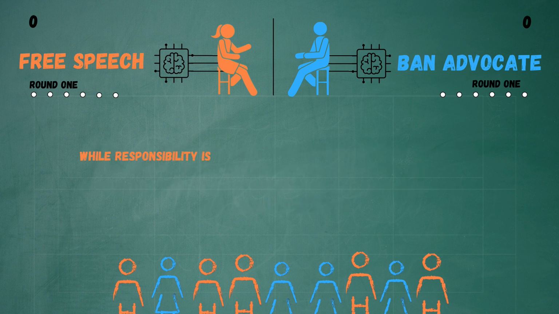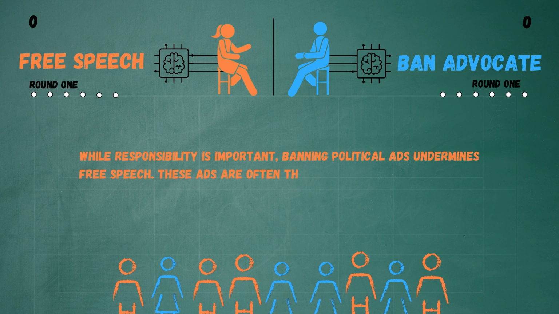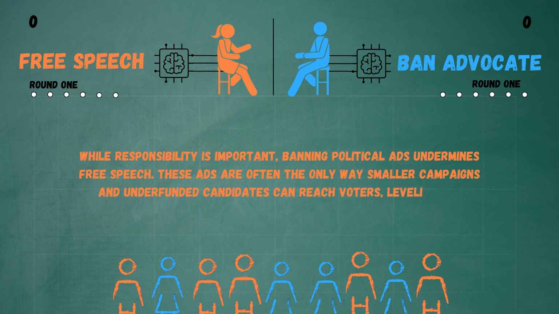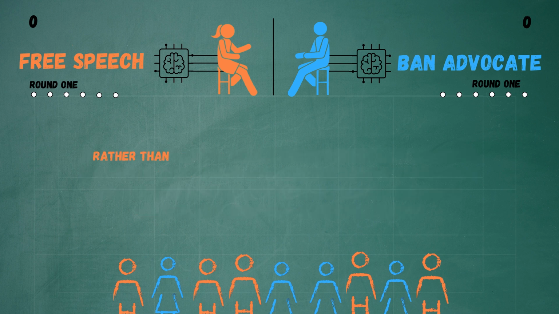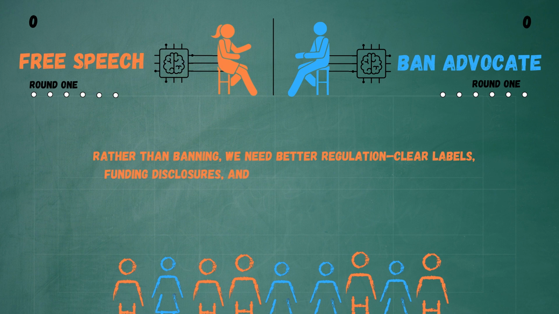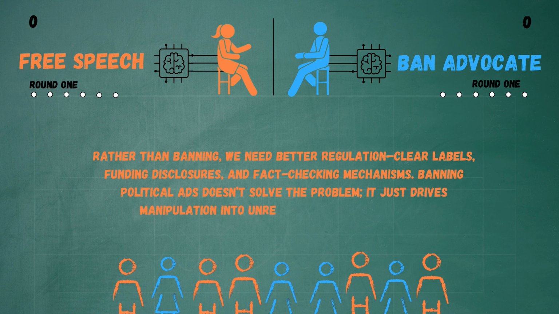While responsibility is important, banning political ads undermines free speech. These ads are often the only way smaller campaigns and underfunded candidates can reach voters, leveling the playing field against well-financed incumbents. Rather than banning, we need better regulation, clear labels, funding disclosures, and fact-checking mechanisms. Banning political ads doesn't solve the problem. It just drives manipulation into unregulated organic content.